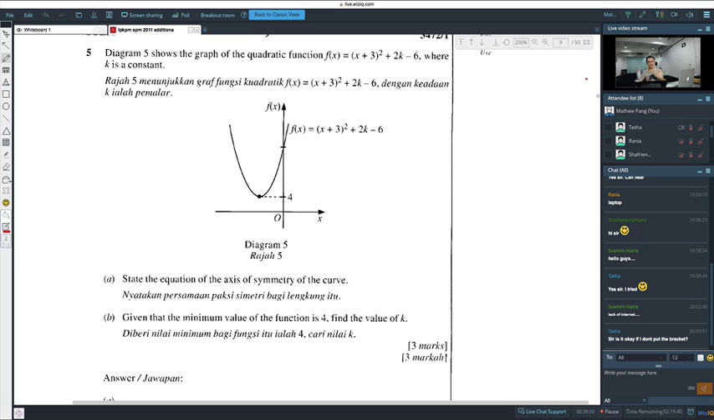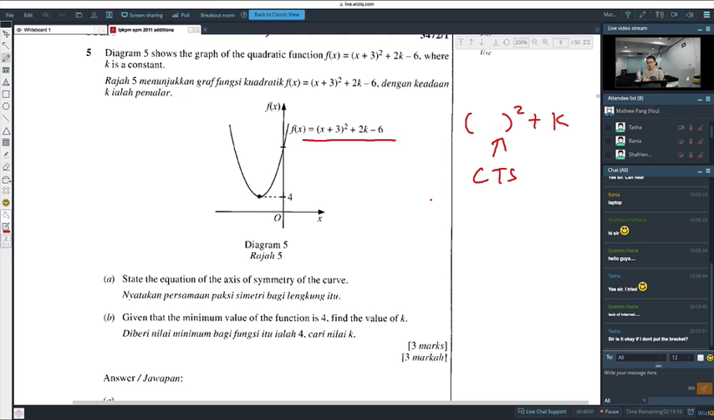For question number 5, diagram 5 shows the graph of the quadratic equation, where k is a constant. I say quadratic is always u or n in shape. State the equation of the axis of symmetry of the curve. Whenever you see the equation look like this, something in brackets squared plus any value at the back, this is completing the square.